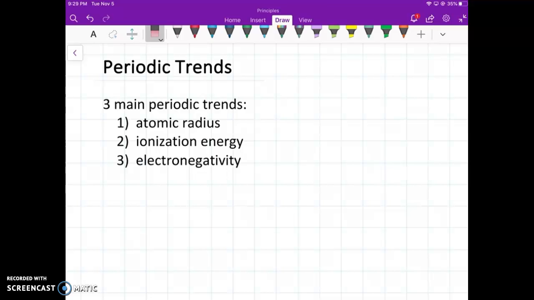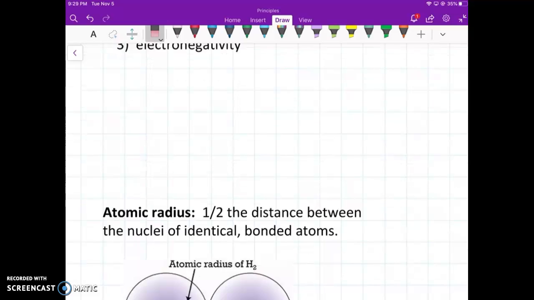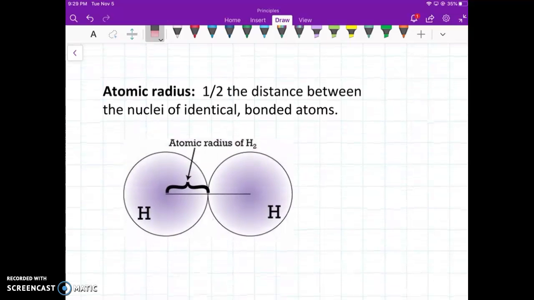You already defined them in the packet, the little cards activity that we did, but you may not have fully understood what they were and also what the trends were within the periodic table. So atomic radius is the first one, and it's half the distance between the nuclei of identical bonded atoms.